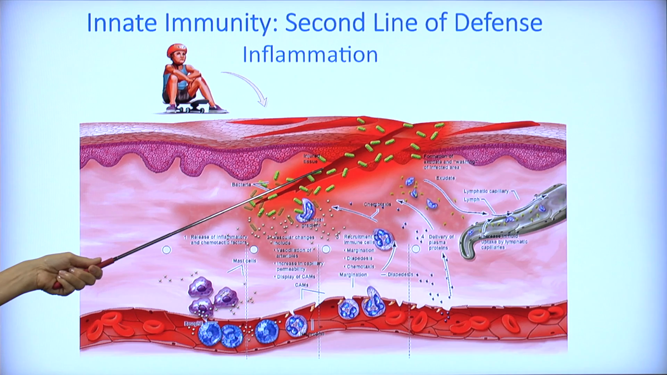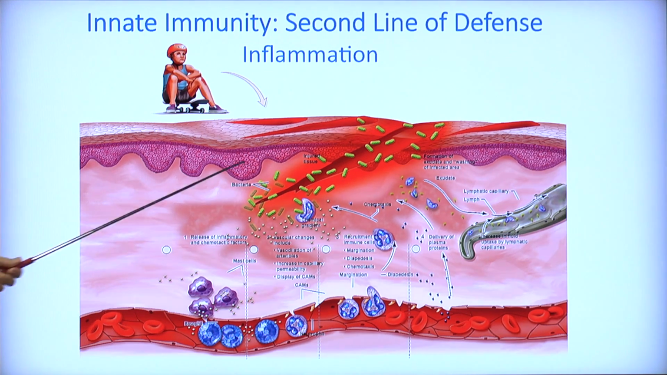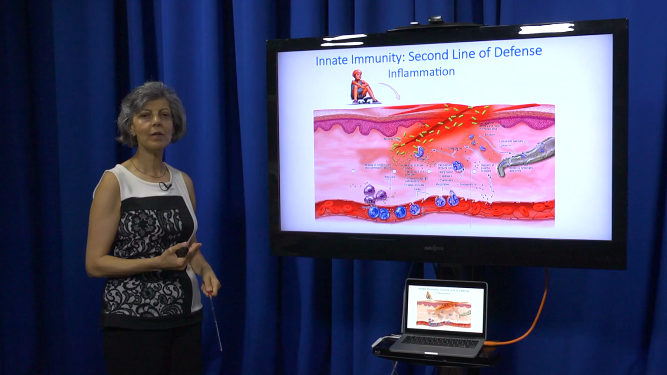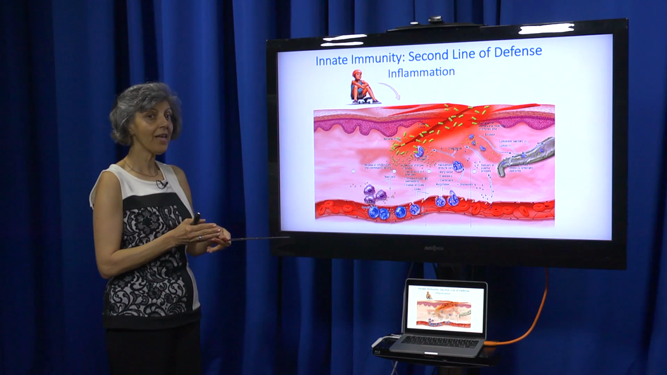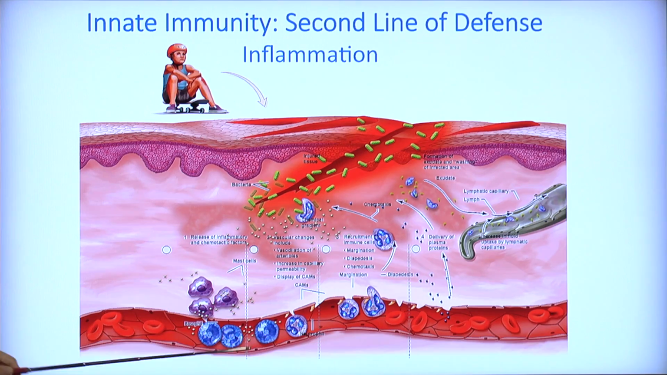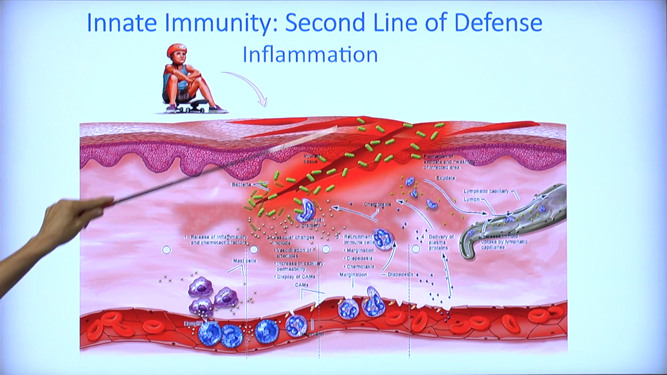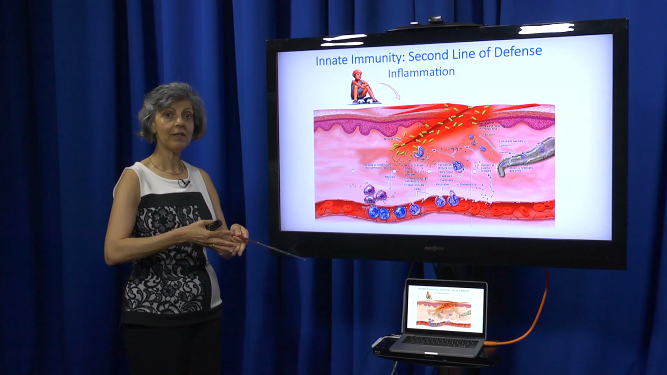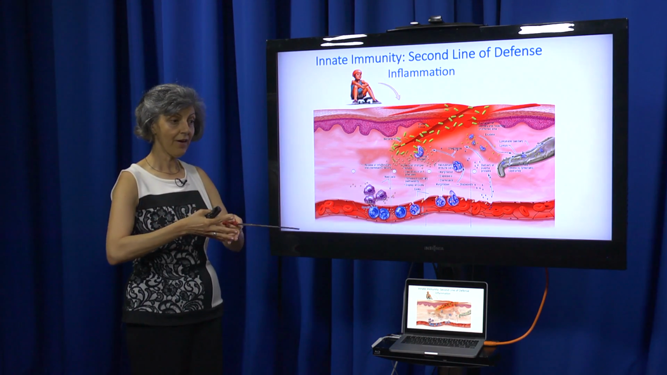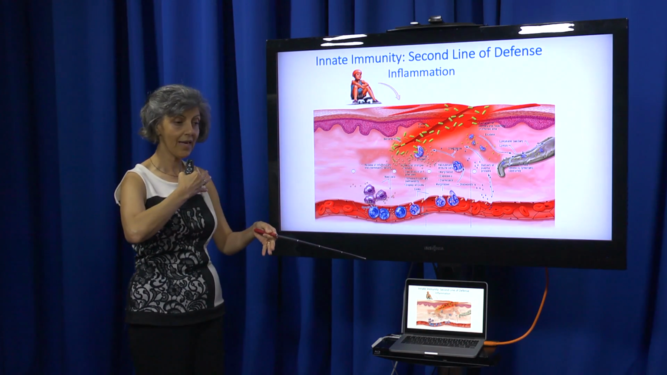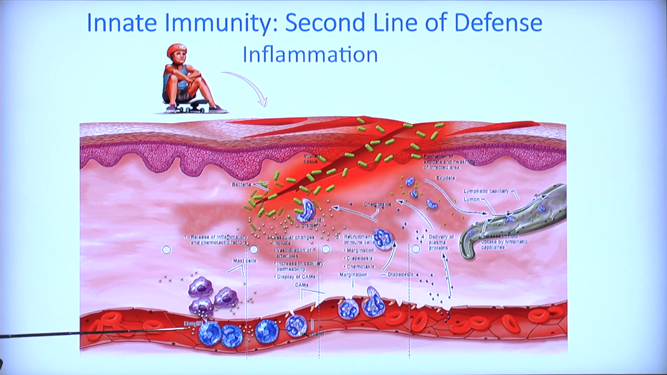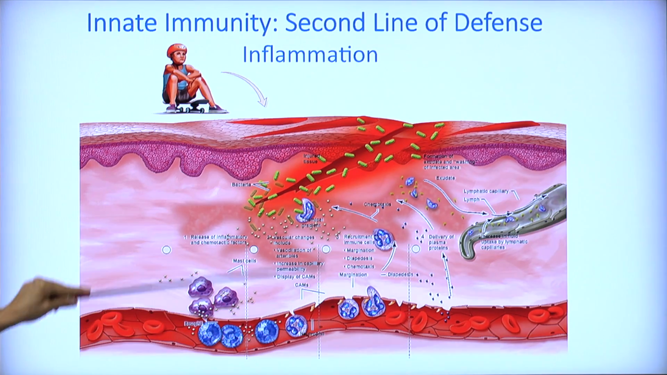What will happen? Immediately some chemicals are going to be produced in this area. We call these the inflammatory chemicals. The most important is histamine. What is histamine going to do? It's going to cause vasodilation of the blood vessels in this area of injury. Vasodilation means the diameter of the blood vessel is going to increase. If I open up the blood vessel, there's more blood flow into this area, which we need.